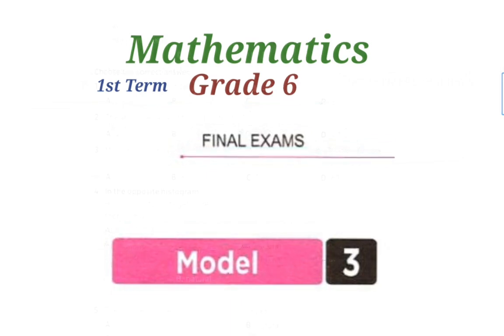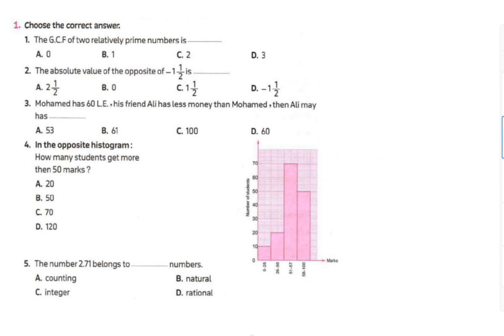Let's start. First question we have here, choose the correct answer. Point number 1, the GCF of two relatively prime numbers is 0, 1, 2, or 3. To answer this question, you need to know what a relatively prime number is.